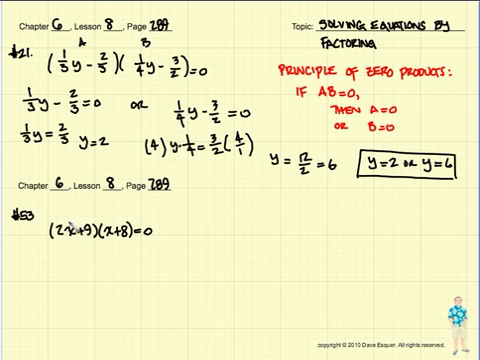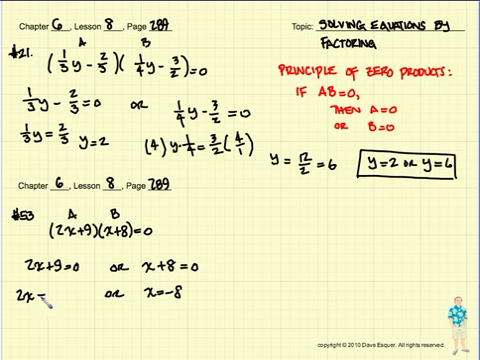Let's try this for number 53. Again, this is considered the a, this is considered the b. We're going to multiply them together, and that's equal to 0. Well, this means that 2x plus 9 is equal to 0, or x plus 8 must be equal to 0. This one is kind of a no-brainer. x turns out to be negative 8.